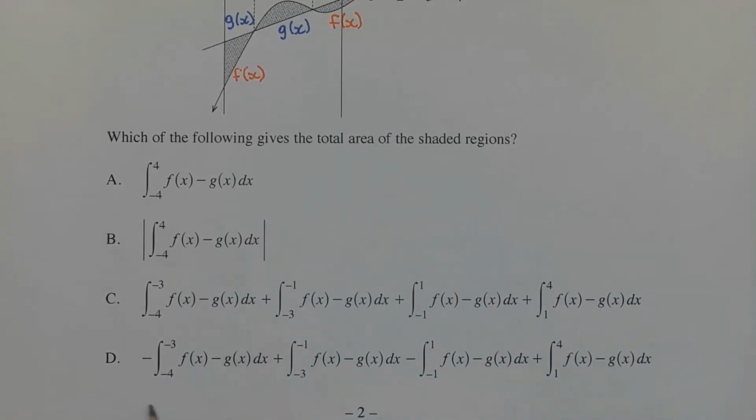But let's just consider the first integral. So the integral of f of x minus g of x from x equals -4 to x equals -3 will yield a negative result. But the negative in front of the integral will turn that into a positive. Therefore, the correct answer is option D.